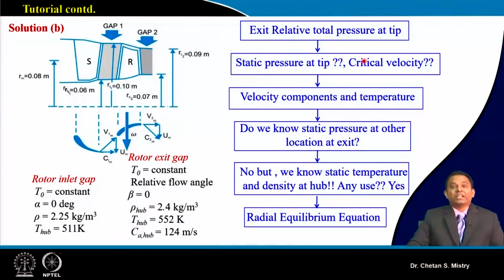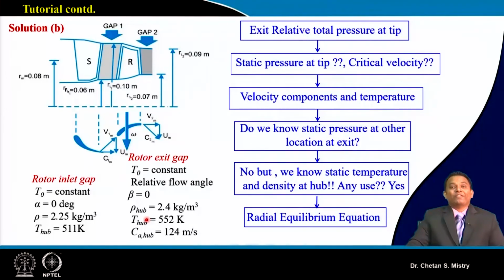This critical velocity you can calculate based on your temperature and different velocity components. So that can be done, which means we need to play with this. We are looking for these parameters to be calculated. Next, do we know the static pressure at some other location in the exit? At this moment, no. But we are given two parameters, density and temperature. So using our perfect gas equation, we can calculate our static pressure at the hub.